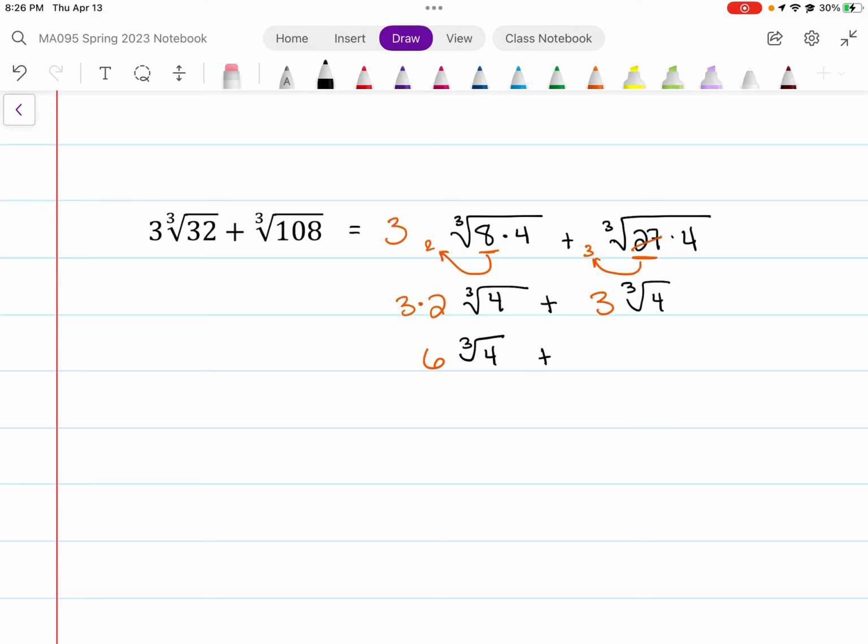Look at that. They are the same. This one and this one are the same. That means we get to add this 3 cube root of 4 to the 6 cube root of 4, and I get 9 cube root of 4. So add the orange parts and you get the 9. In fact, maybe I should put the 9 in orange so it's really obvious where that comes from.